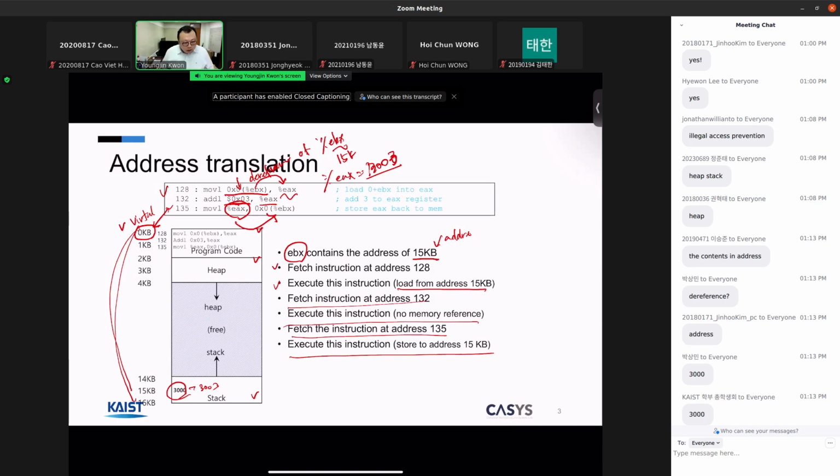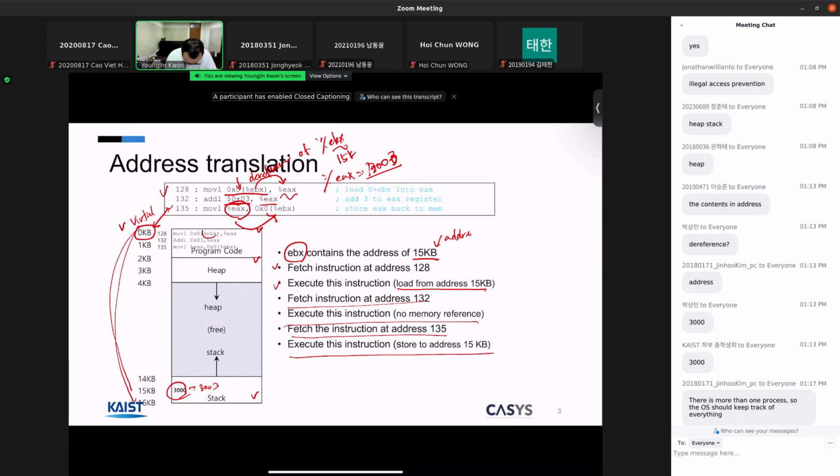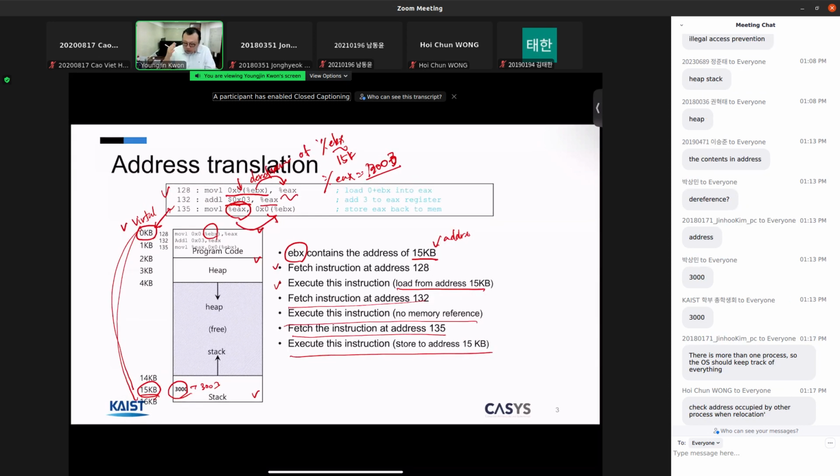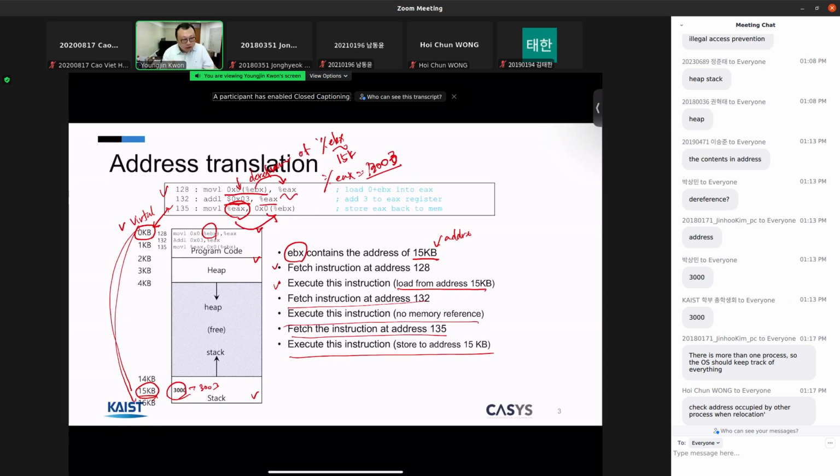In EBX, the address is 15 kilobytes. If the application is relocated, is EBX still 15 kilobytes or not? No, right? Definitely. This EBX original address has to be changed.